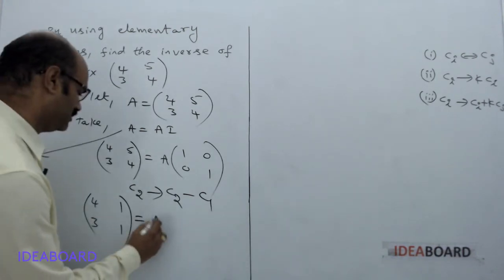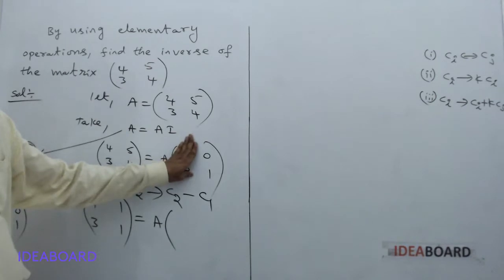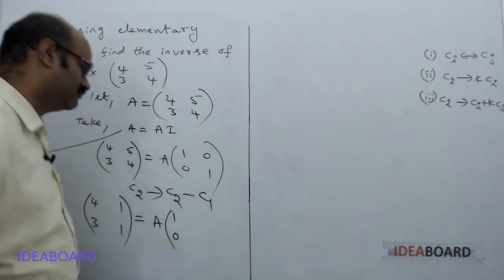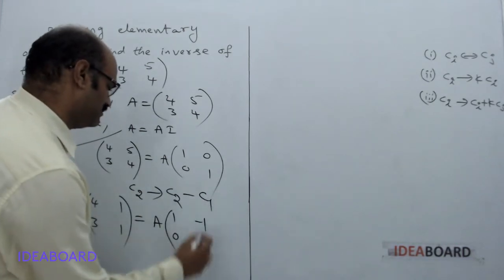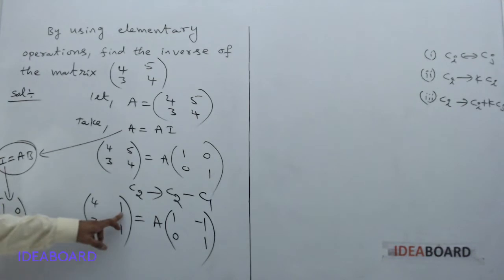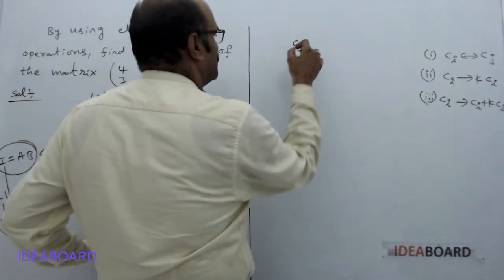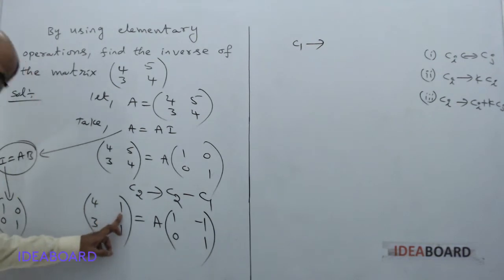Equal to A into: C1 is the same, no change, 1, 0. Now 0 minus 1, minus 1, 1. Next, here we have to get 1. So to get 1, multiply this one by 3. C1 implies C1 minus 3 into C2.